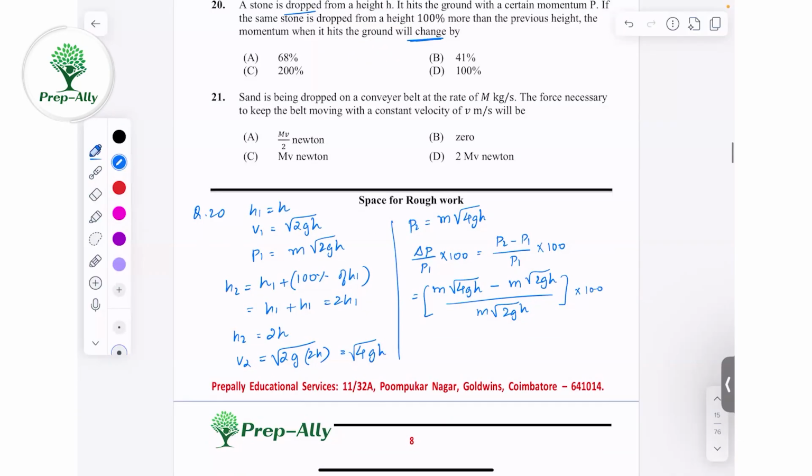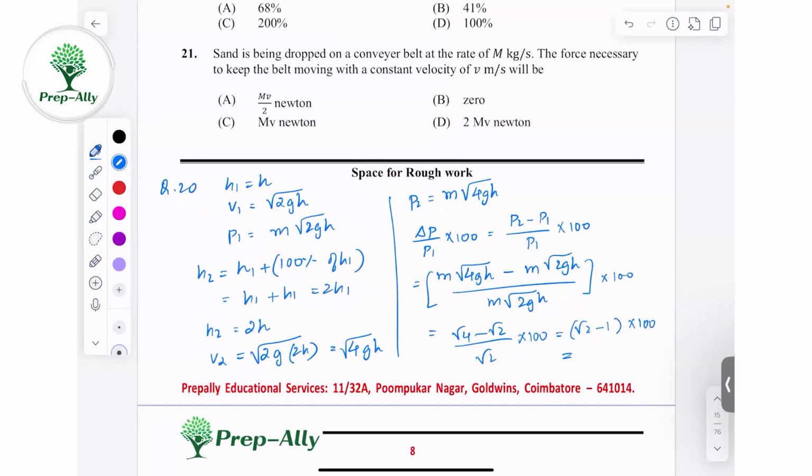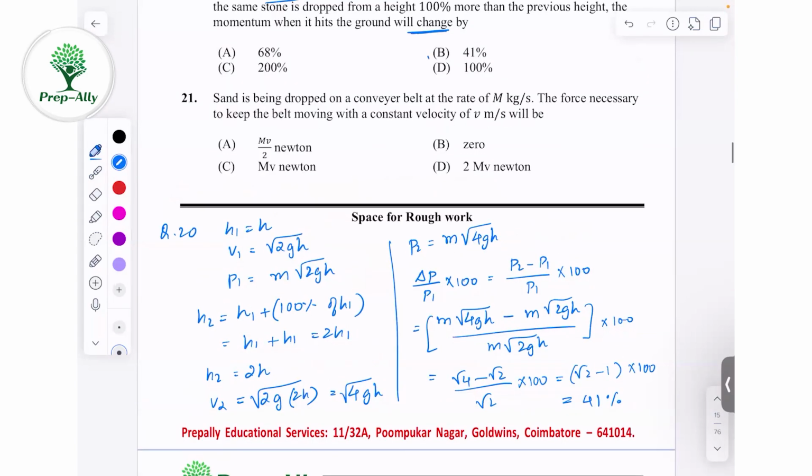M gets cancelled, root over gh also gets cancelled. We are left with root 4 minus root 2 by root 2 into 100. This comes down to root 2 minus 1 into 100. And root 2 value is 1.414. Subtract 1, it becomes 0.41. So it is 41%. That is the change in momentum.